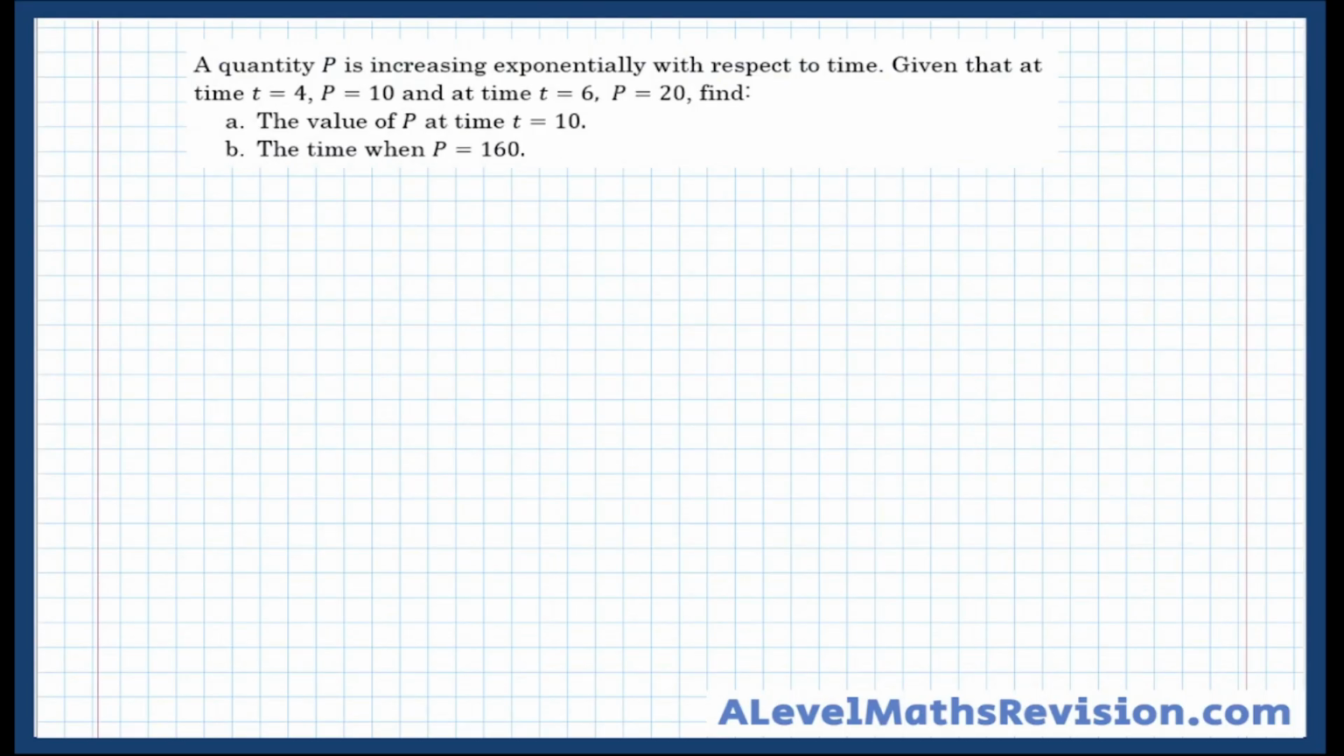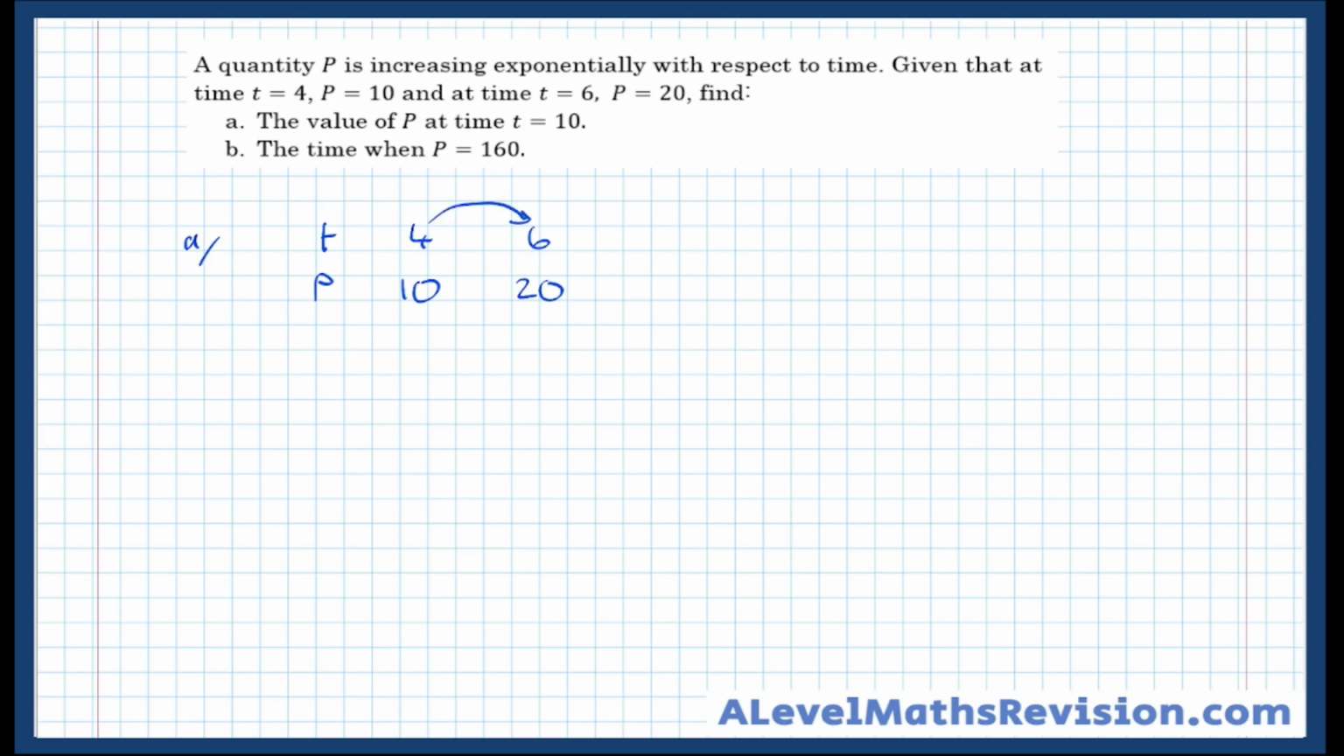It says a quantity p is increasing exponentially with respect to time. Given that at time t equals 4, p equals 10, and at time t equals 6, p equals 20, find the value of p at time t equals 10. This question is designed to use the method that we've just looked at, about when we add something to x, or in this case t, we times y, or in this case p, by something. So let's make a table. For part A, we've got t and p. 4 corresponds to 10, and 6 corresponds to 20.